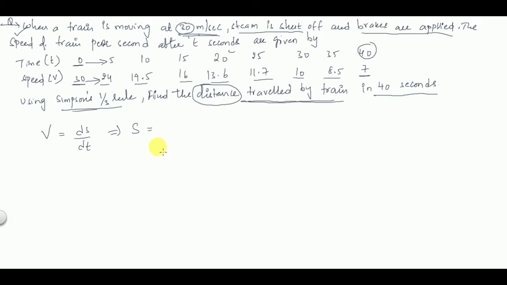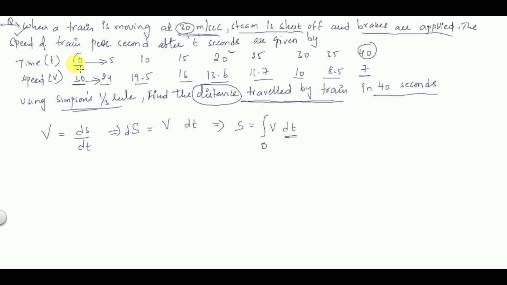So s can be written as follows: ds, if you take this dt to that side, you get v into dt. If you integrate, you get s is equal to integral of v dt. The integration is with respect to t, so you have to take the values of t.